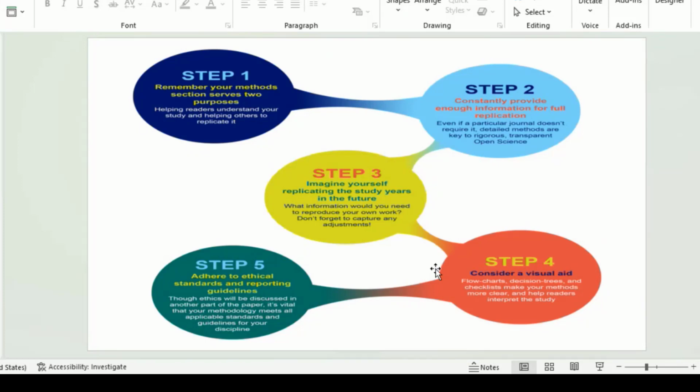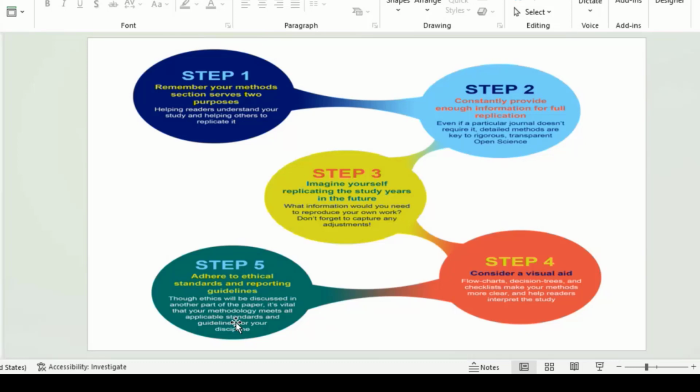Step 2, consistently provide enough information for full replication. Even if a particular journal doesn't require it, detailed methods are key to rigorous, transparent, open science. Step 3, imagine yourself replicating the study years in the future. What information would you need to reproduce your own work? Don't forget to capture any adjustments.